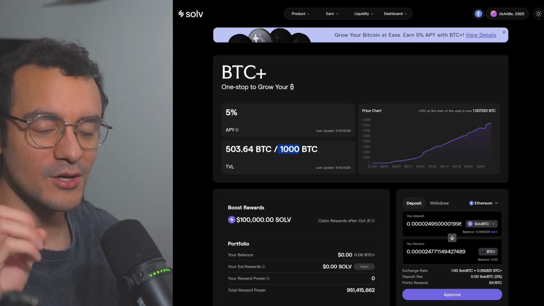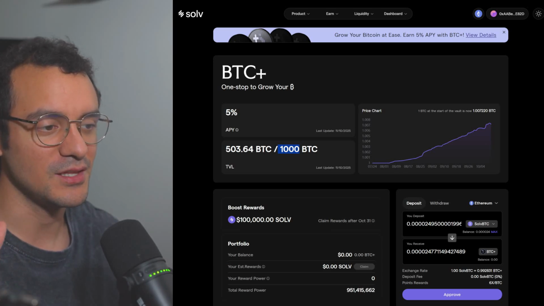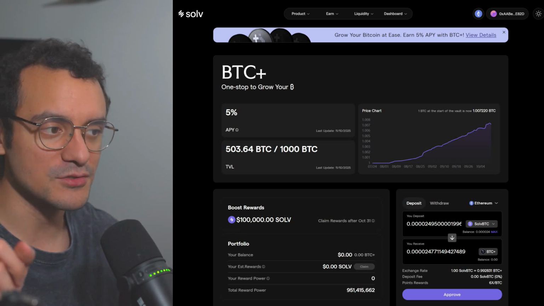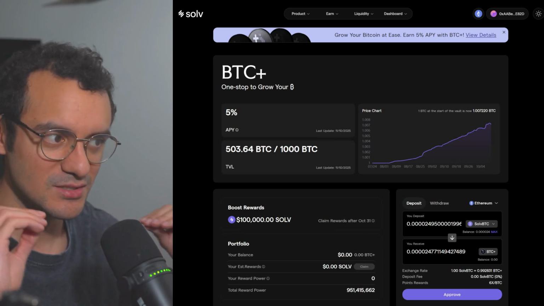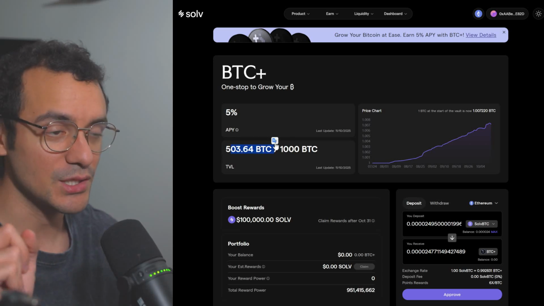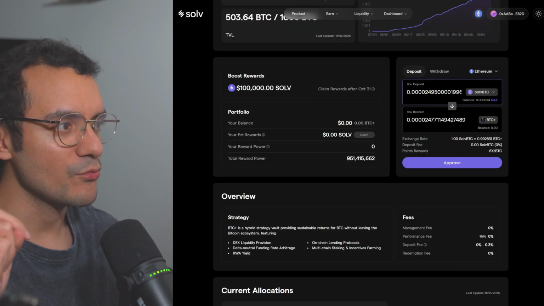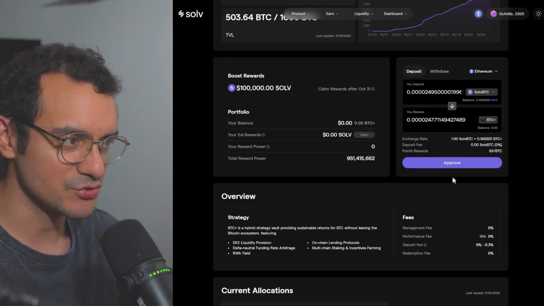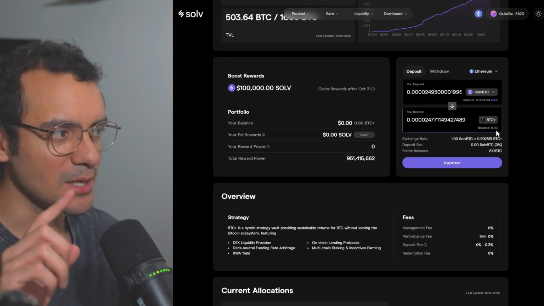TVL of 1000 BTC. It means that if this TVL is fully completed, is fully up to 1000 BTC, then we cannot use this strategy anymore. Okay, so keep this in mind because this is actually increasing very fast. So now we hit deposit, we approve, and then we deposit, and that's it. That's the strategy. But actually, what is BTC Plus?